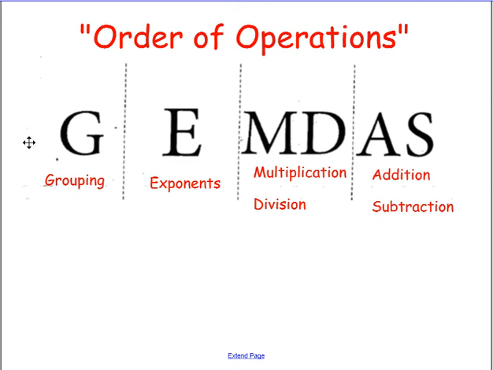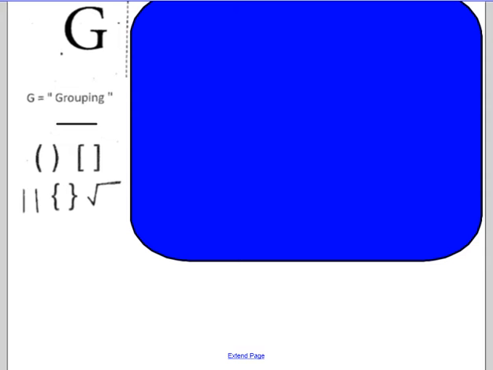Today we'll be simplifying expressions using the order of operations. We'll start by simplifying grouped items, then we'll simplify exponents, we'll multiply or divide, and then we'll add or subtract. So the acronym we'll be using is GEMDAS.